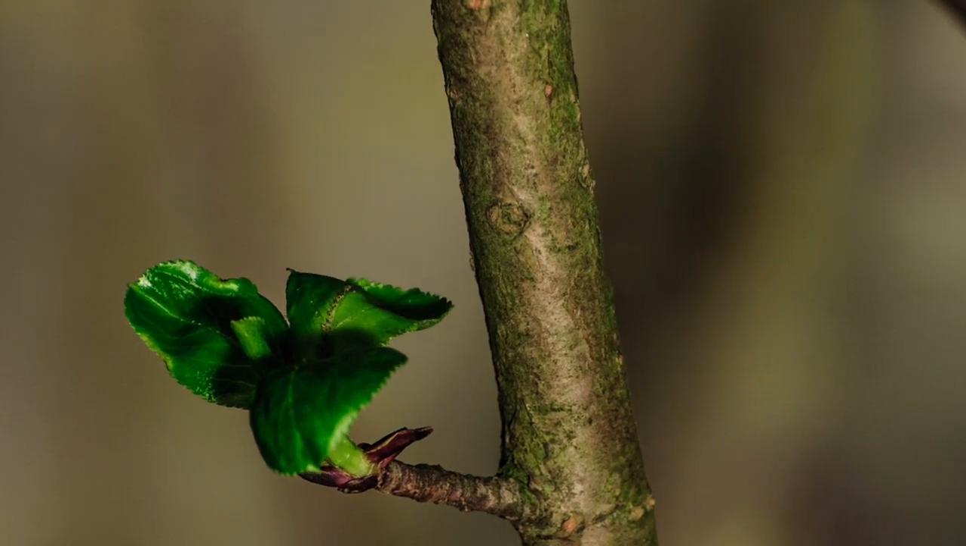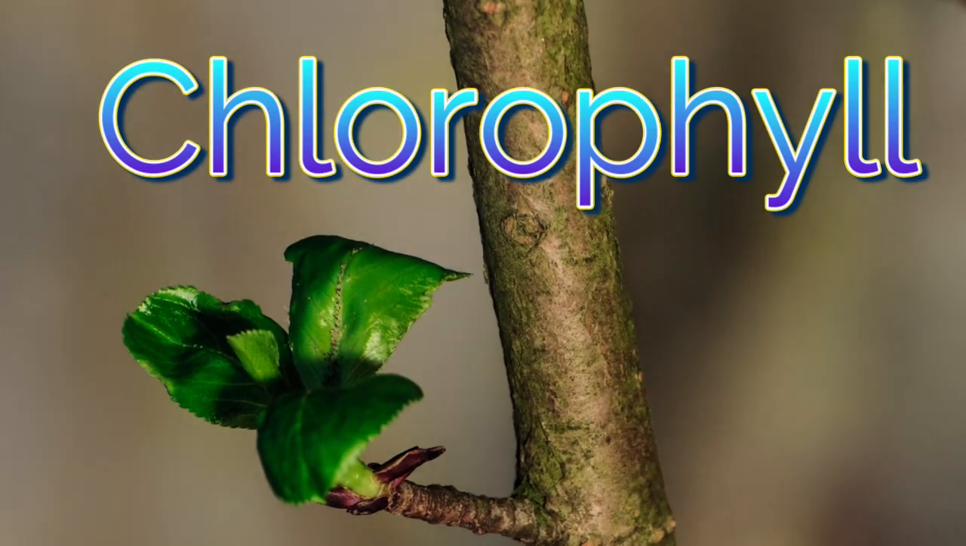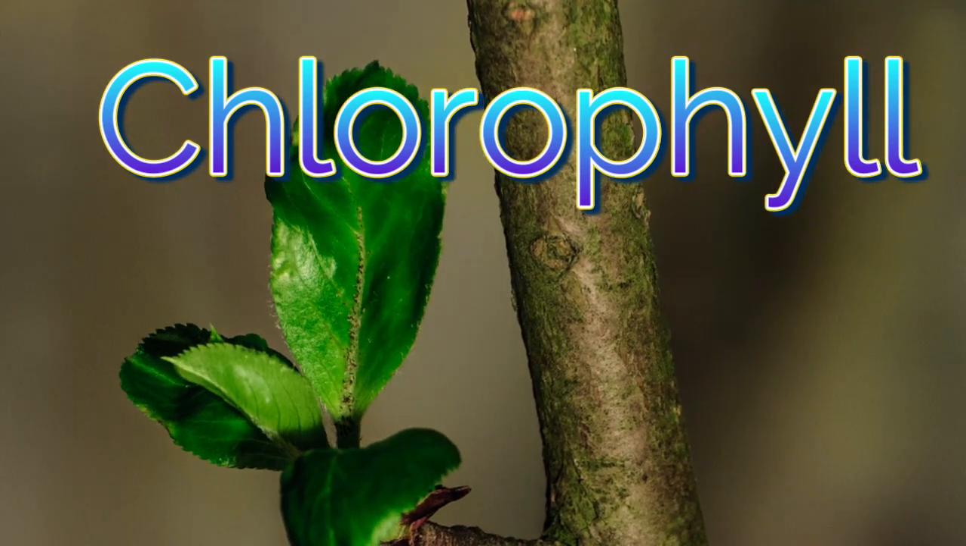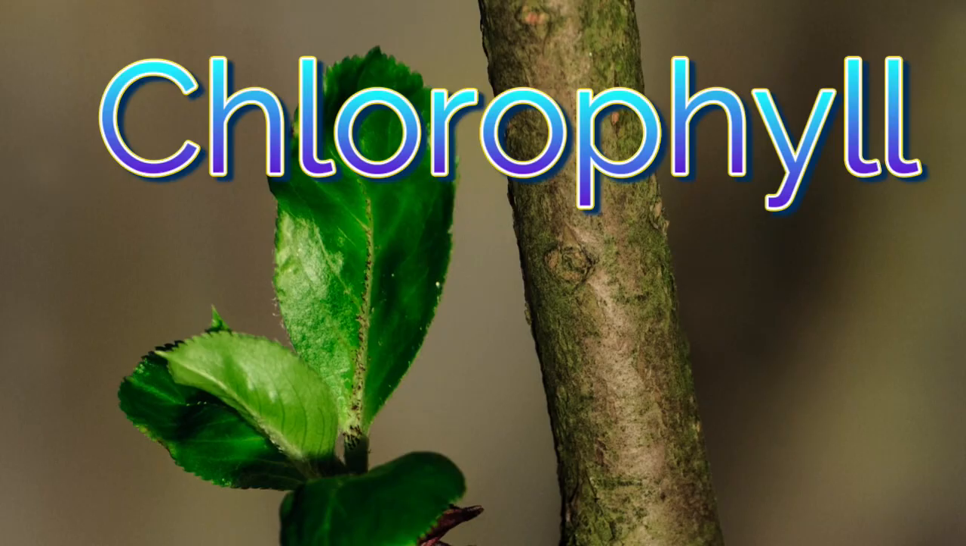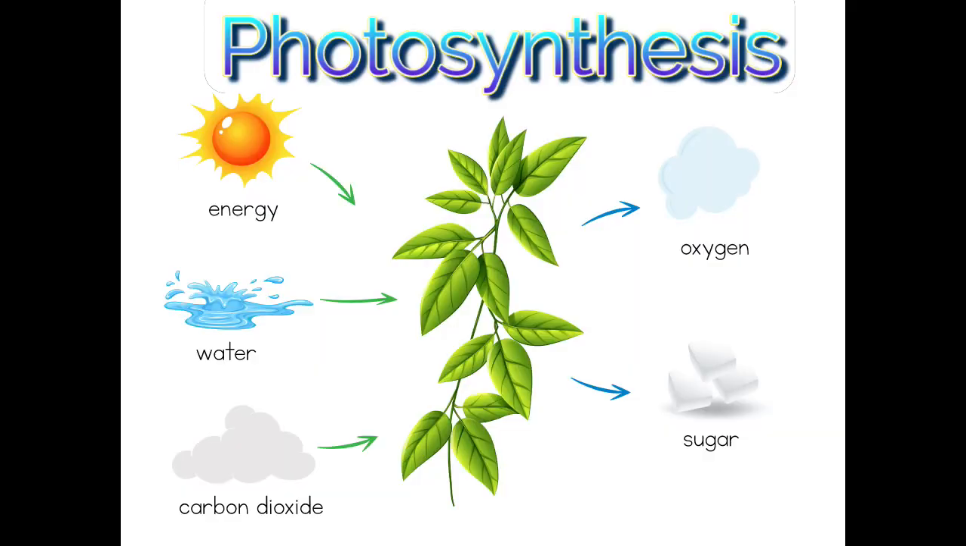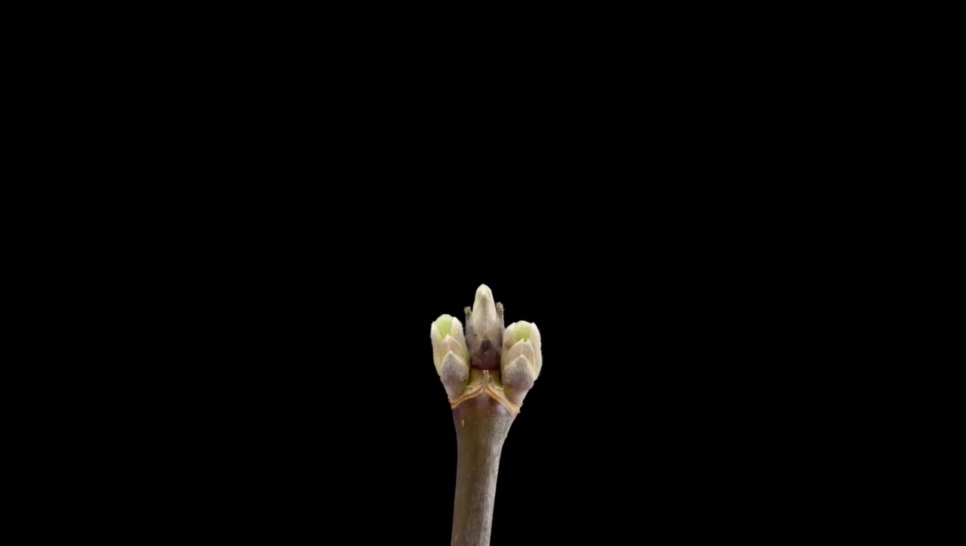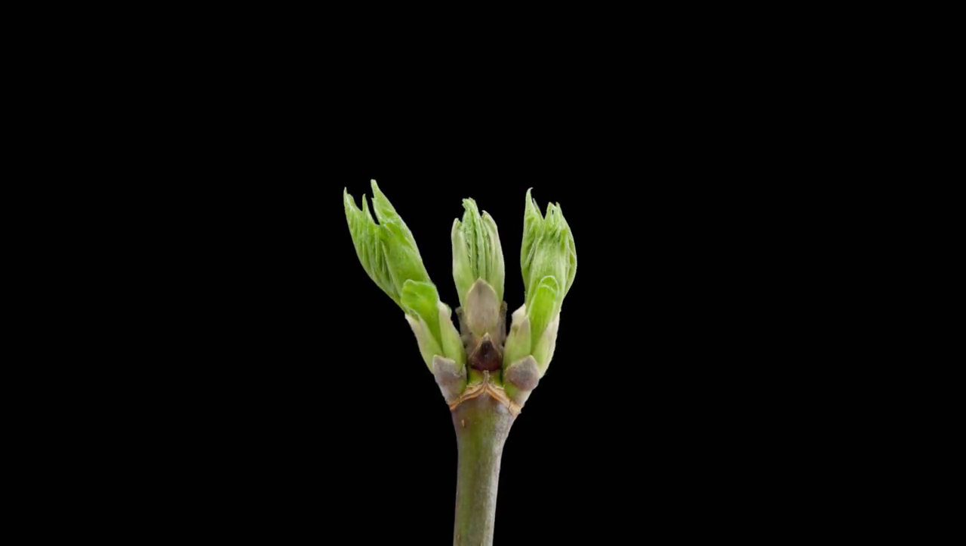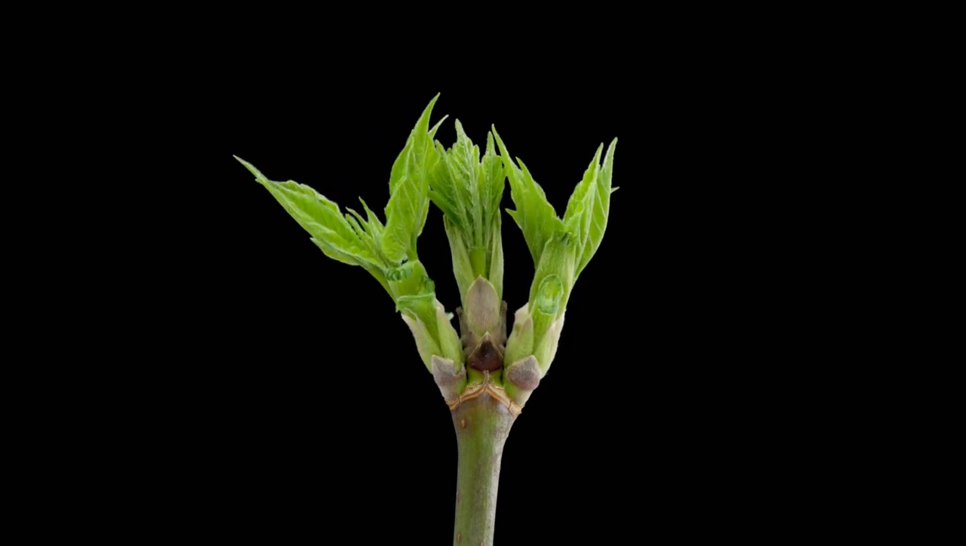The green color of the leaves is from chlorophyll, which captures sunlight and converts it to energy, turning water and carbon dioxide into sugar and oxygen by a process called photosynthesis. This sugar is used to help the plant grow. Some of the sugar is eventually stored back in the roots for next year's leaves.